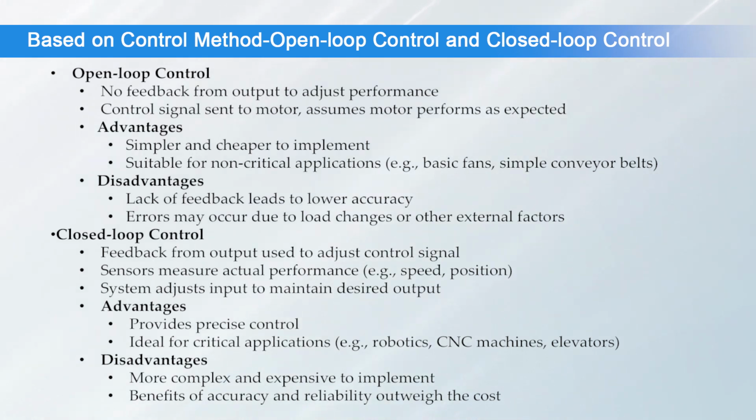In a closed loop system, feedback from the output is used to adjust the control signal to the motor. Sensors measure the actual performance, for example speed or position, and the system adjusts the input to maintain the desired output. The closed loop systems provide precise control, making them suitable for applications where accuracy is critical, such as in robotics, CNC machines and elevators. They are more complex and expensive to implement, but the benefits of accuracy and reliability often outweigh these drawbacks.